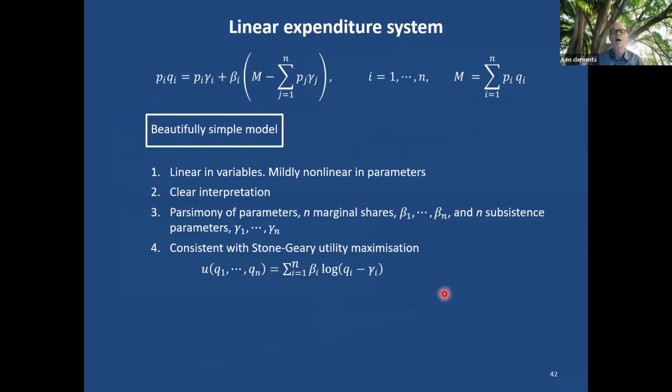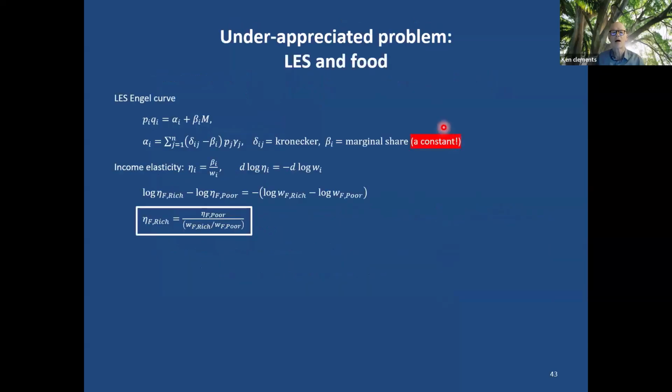Now, a few words on the linear expenditure system. This is a very popular demand model used in CGE modelling quite extensively. It's a beautifully simple model. And one thing that I want to share with you is a certain property of the linear expenditure system that is underappreciated when LES is applied to food.